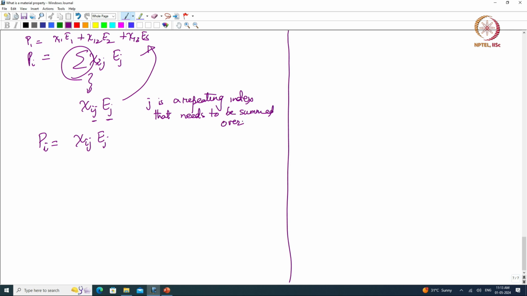Okay. And such a notation is what is called Einstein notation. So, we will be using the Einstein notation from now on to look at how to deal with these higher order tensors, second rank, third rank tensors and so forth. Okay. So, before concluding this class, let me summarize what has happened.